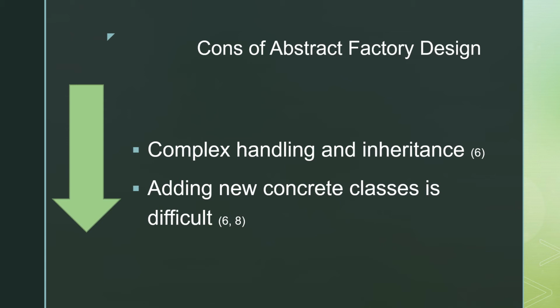Now for the cons of abstract factory design. The first is it has complex handling and inheritance, as we saw from the diagram earlier. When you make changes, there wind up being lots of changes in the client or application that need to be done in the code. The second is that adding new concrete classes is difficult. Every new concrete class you add has to have a method written to go with the interface that it is implementing. This requires writing quite a bit of code for each class.